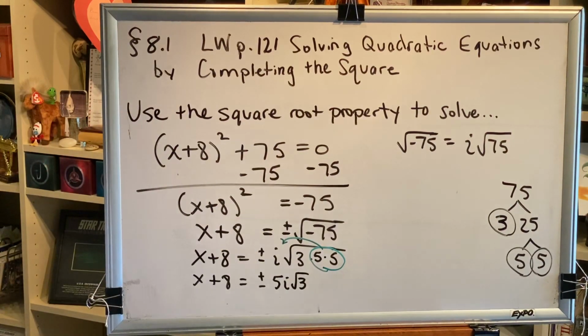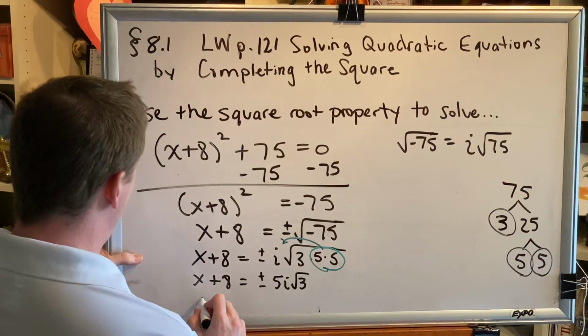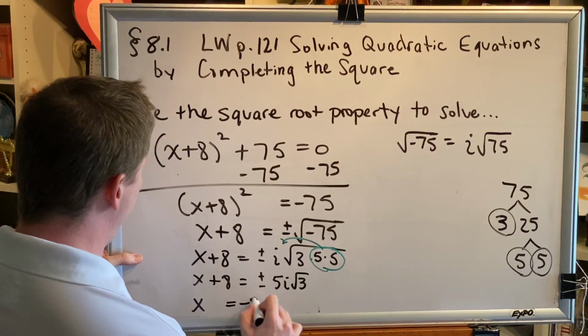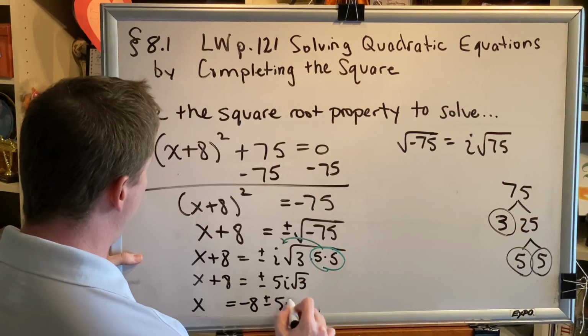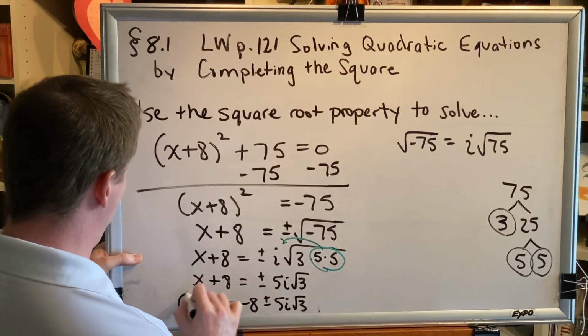All right, and then the last thing we have to do is to move this plus 8 to the other side where it becomes subtract. So we have x equals negative 8 plus or minus 5i square root of 3.